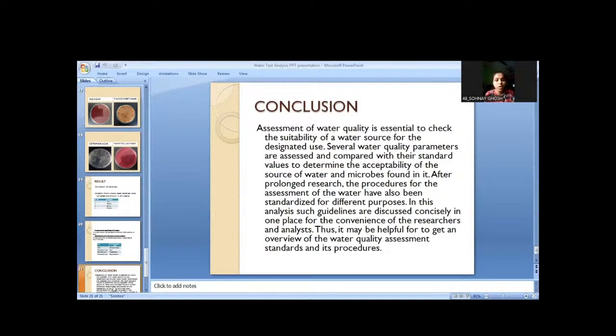Now, conclusion. Assessment of water quality is essential to check the suitability of the water source for designated use. Several water quality parameters are assessed and compared with the standard values to determine the acceptability of the source and the microorganisms found in it. After prolonged research, the procedures for assessment of water have also been standardized for different purposes. In this analysis, such guidelines are discussed concisely in one place for the convenience of researchers and analysts. Thus, this may be helpful to get an overview of the water quality assessment standards and procedures.